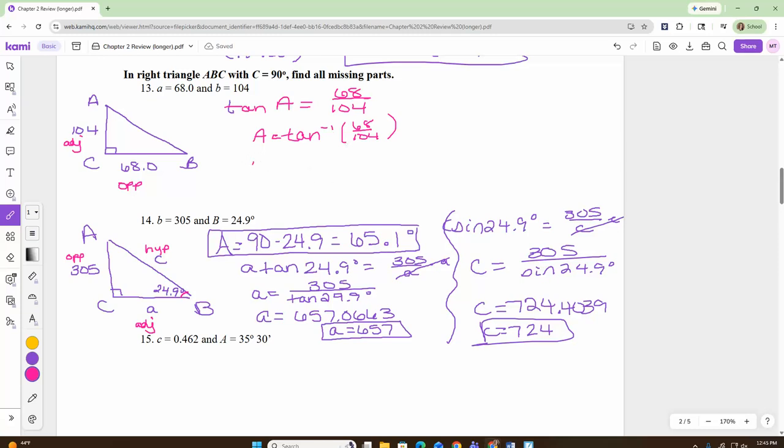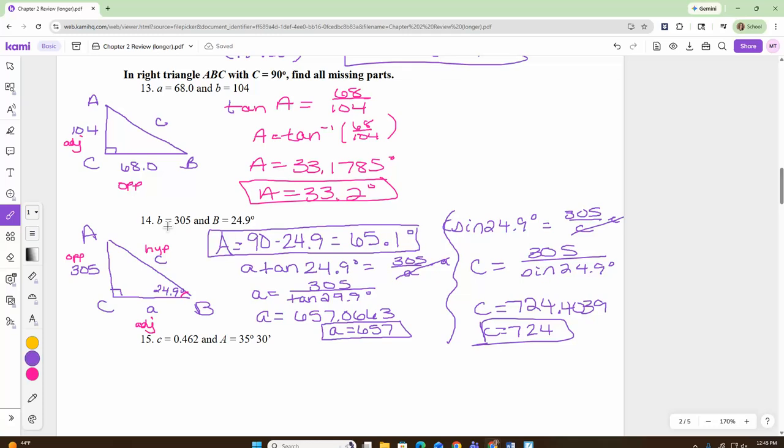You do that, get 33.1785, or with significant digits 33.2 degrees. Once you have angle A, how would you get angle B? Subtract from 90. How could you find side C? Pythagorean theorem or a trig function once you found an angle. All right, do I need to finish that problem or can you handle that?